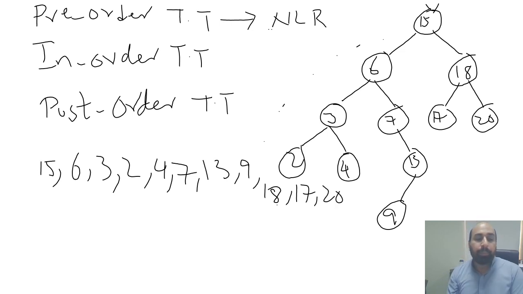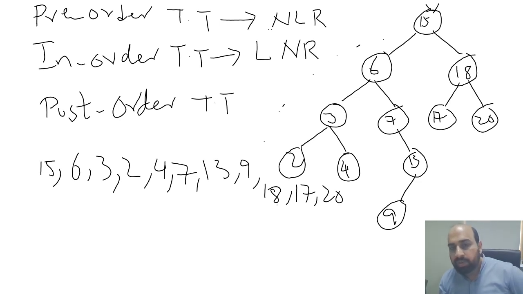So this is the pre-order tree traversal. If we talk about the in-order tree traversal, how it actually works is: left, node, and right. So what does it mean? First of all, you need to go to the left subtree, then print the node, then go to the right-hand side. Let's give it a try.